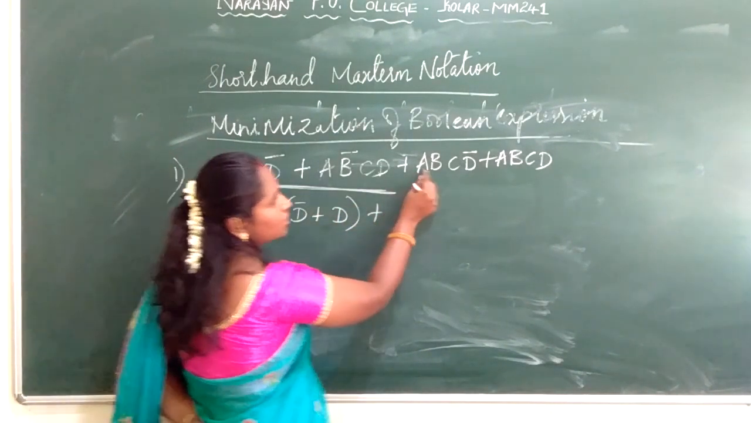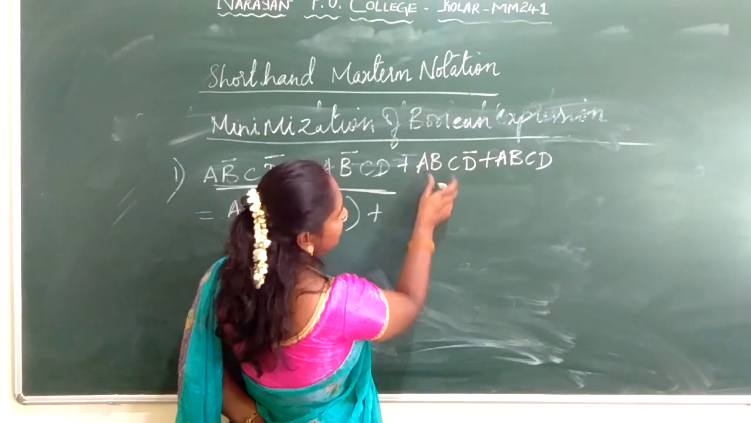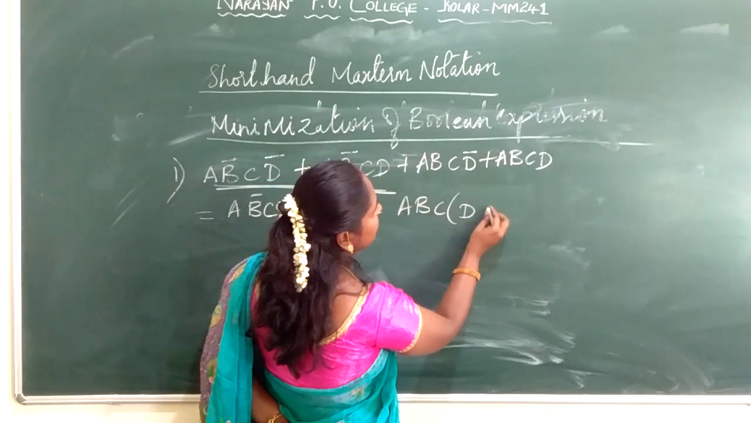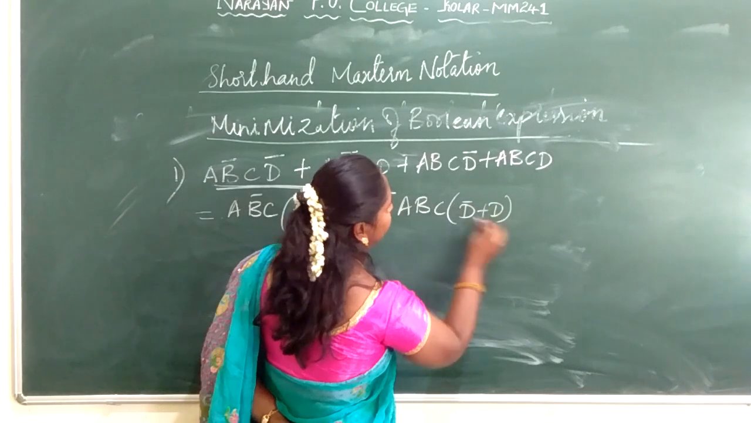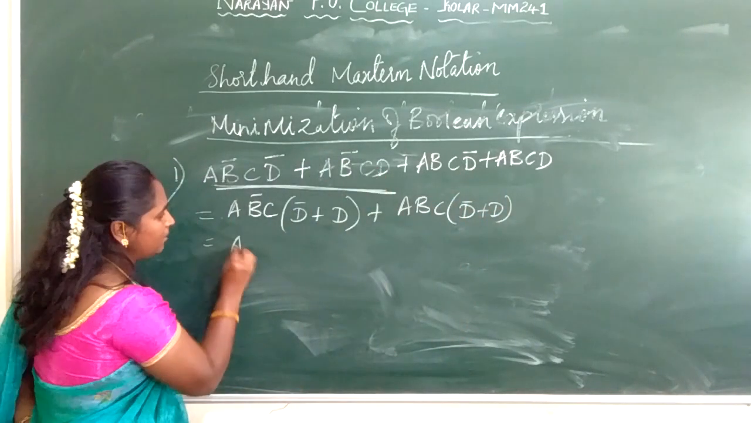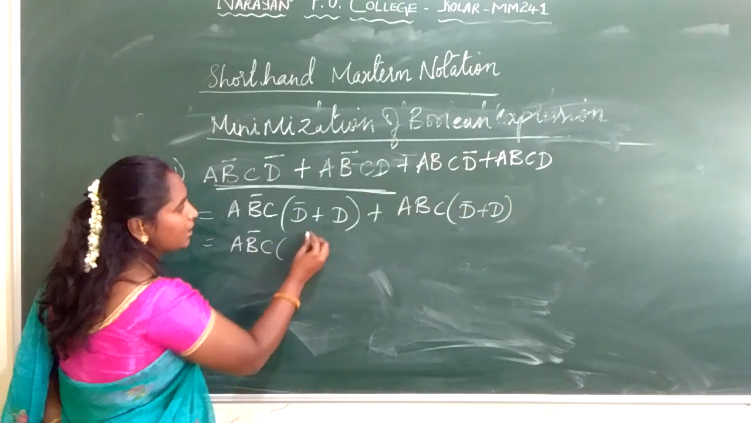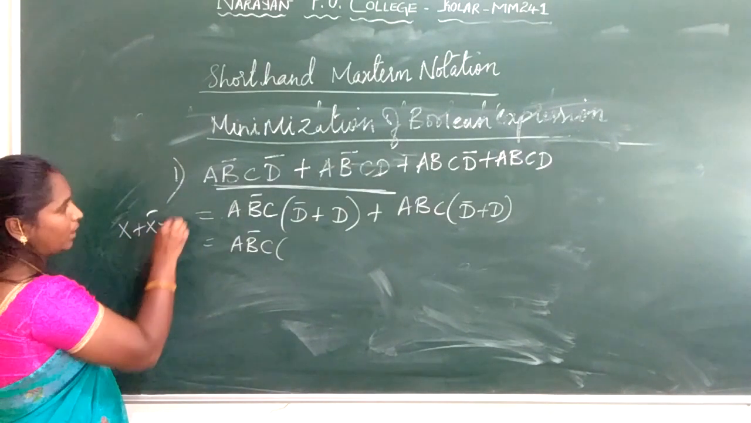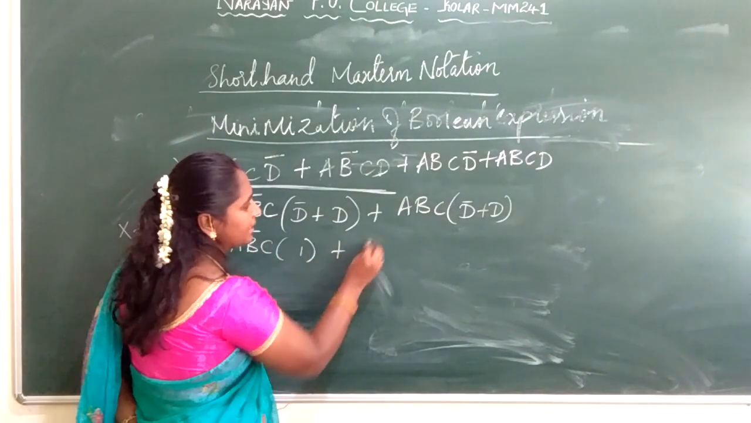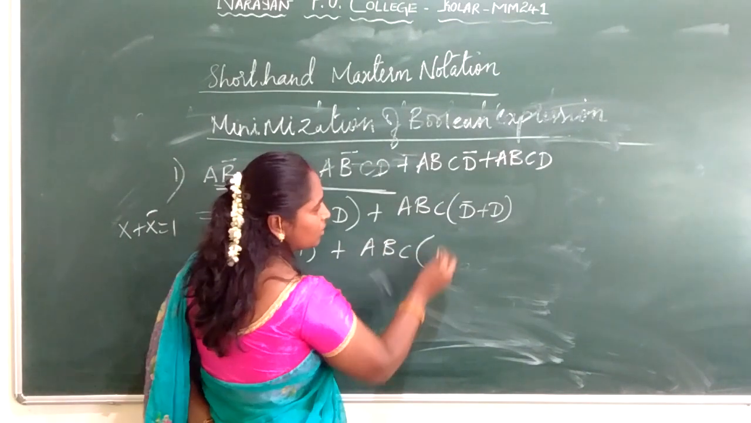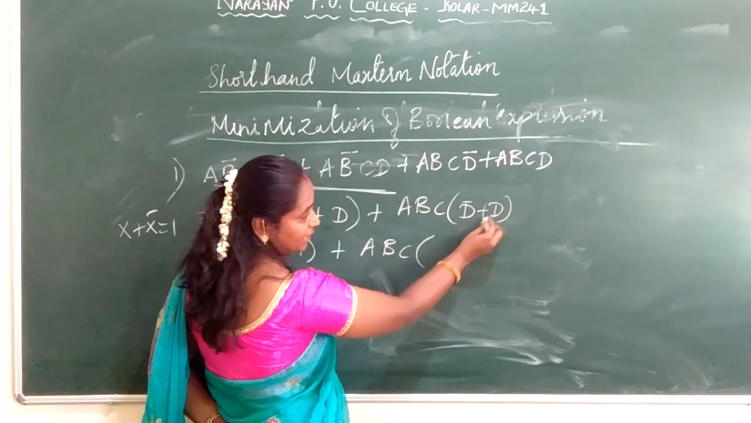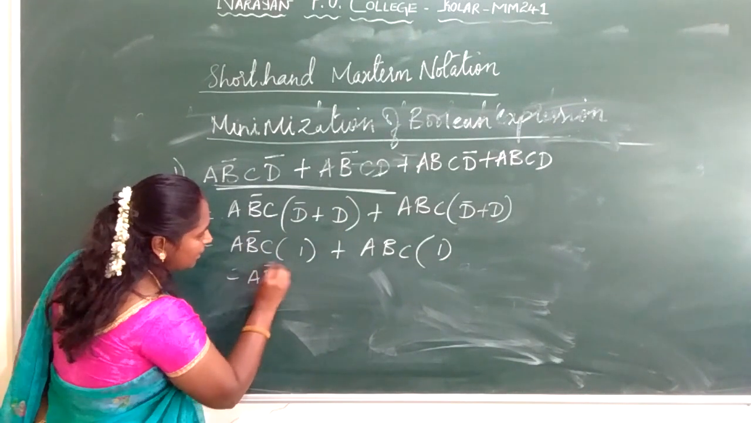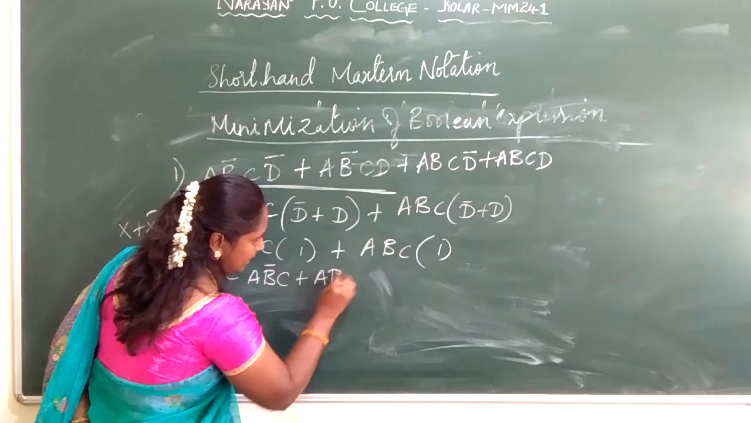When you go for the other two terms, what's the common term here? It is ABC. So ABC is common. Here D plus D bar. So here AB bar C as it is. You know that the complementary law, x plus x bar is equal to 1. So this becomes AB bar C times 1 plus ABC, that is x plus x bar, which is 1. Now AB bar C plus ABC.